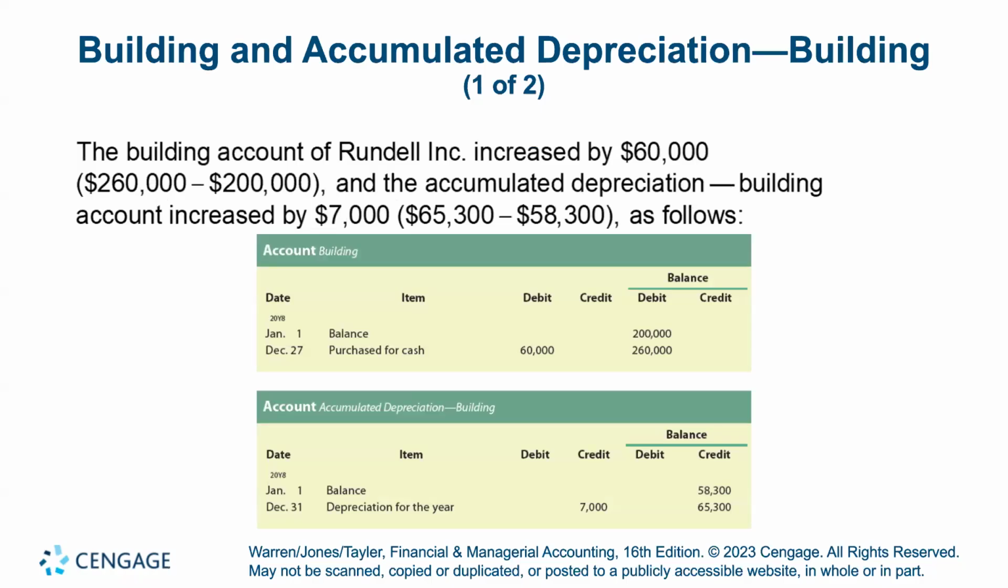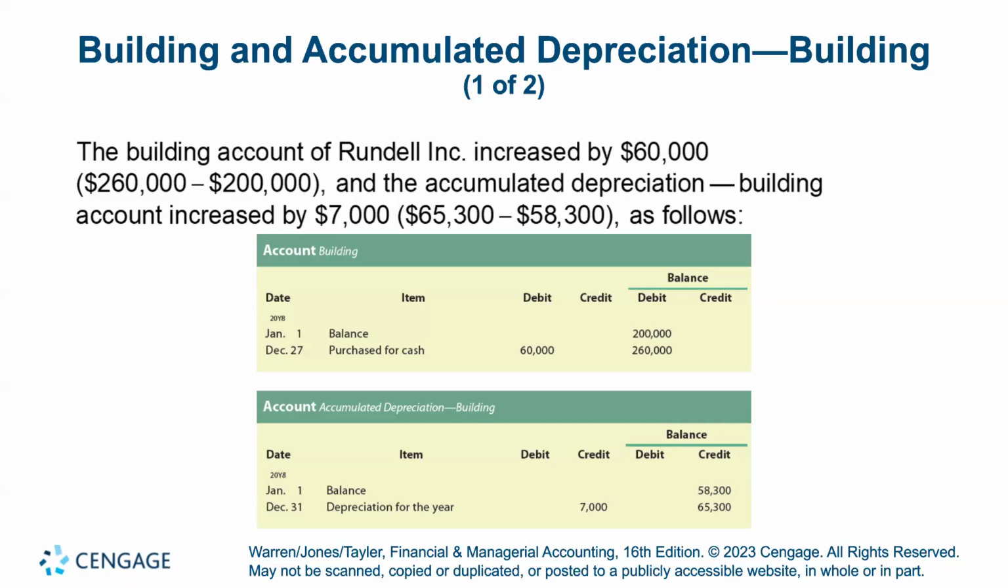Same thing with their building. We can see on January 1st, the building account was 200,000. Then they purchased $60,000 worth of building for cash. So if we purchased it for cash, our cash went down by 60,000. Does that make sense? The asset building went up by 60,000, but what matters is how much our cash changed. And then depreciation, as we know, is non-cash.